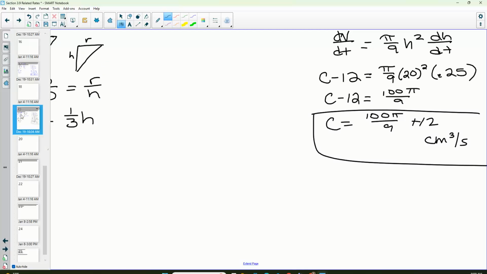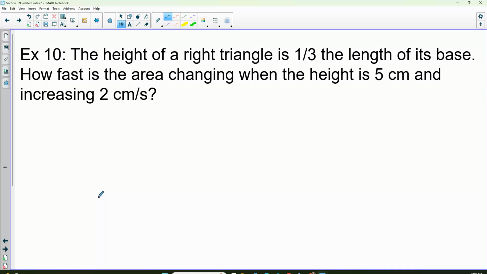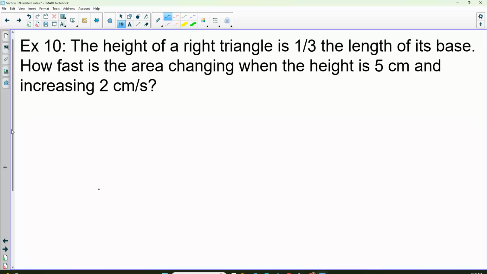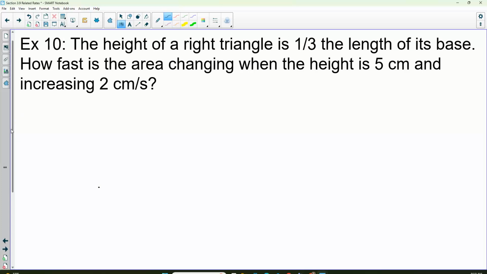One more for today. We did example 9 Friday, right? That's the last one. Okay, why don't you take a second, read this, and see if you can set it up.